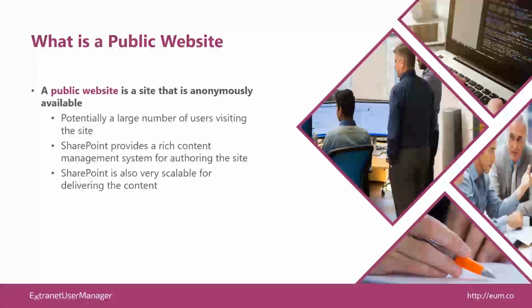So what I'd like to do now, once we've got through the intros, is start with a little bit of background. I want to clarify a couple of terms that we're going to be using through here. We're talking about publishing our Office 365 site to Azure, and what does that really mean? It may mean that what we want to do is create a public-facing website. So this is an anonymously available website. Potentially has a large number of users that are going to be visiting it.